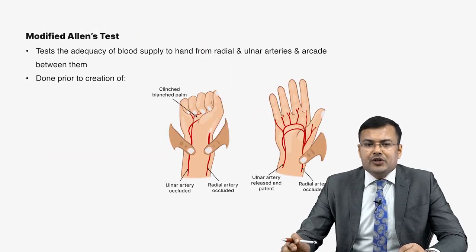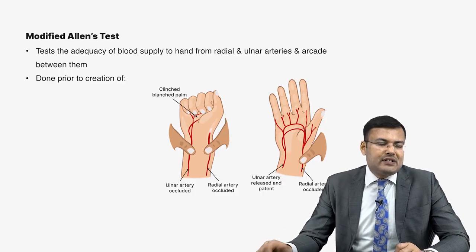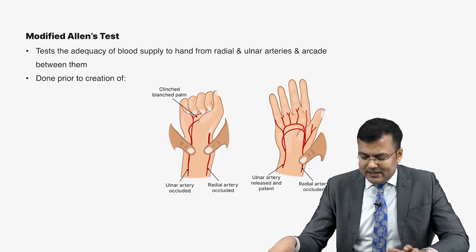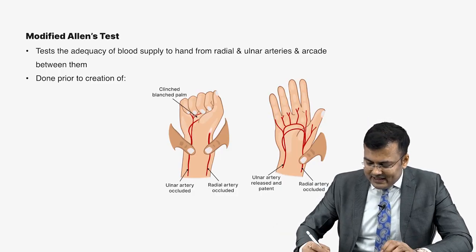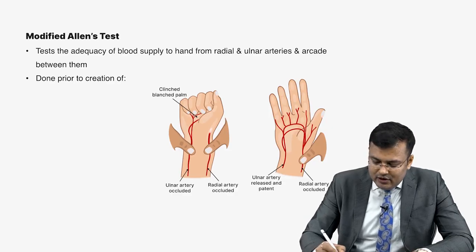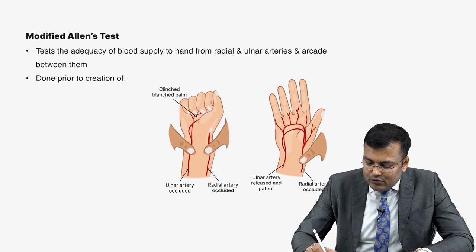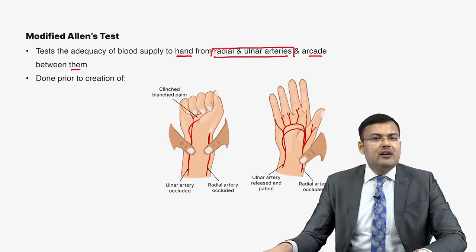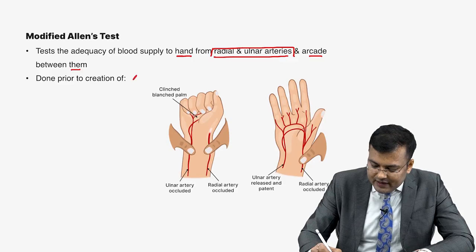Prior to creation of AV fistula, we have to perform a test. What's the name? Modified Allen's test. Very easy, very important. It is asked in exam. Why are we going to perform this Allen's test? It is done to test the adequacy of blood supply to the hand from the radial and ulnar arteries and the arcade between them, right? So it is done prior to creation of AV fistula.